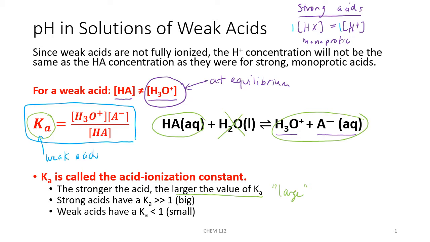So as you're looking at your chart, you'll see that going from top to bottom on the acid side, the Ka values are getting smaller and smaller and smaller as you go down, and that means the acids are getting weaker and weaker and weaker. So weak acids have a Ka that is smaller than 1, and it can vary a lot depending upon how strong or how weak that weak acid is.